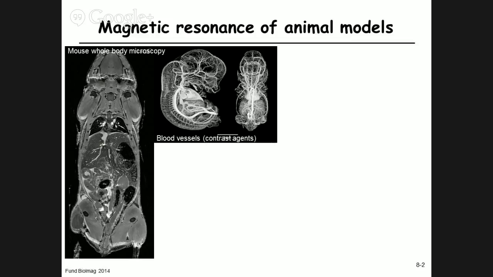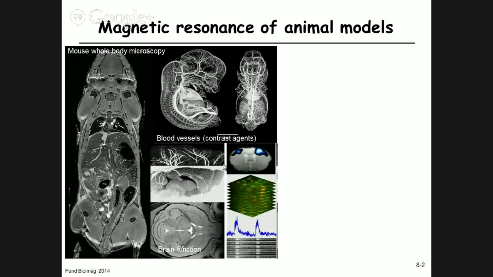This is a depiction in a mouse fetus of the blood vessels. And here this depiction of the blood vessels was done with contrast agents, very similar to what we've seen in computed tomography. They're just acting differently on the signal. This is a high resolution image of a brain, a coronal cut.